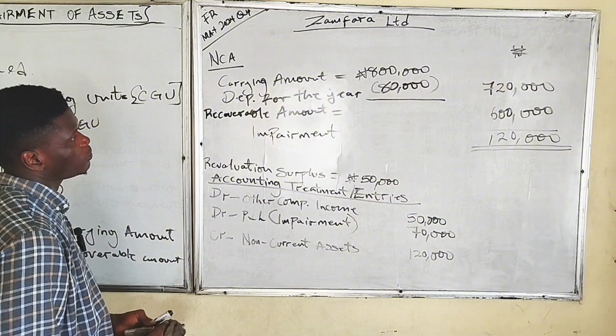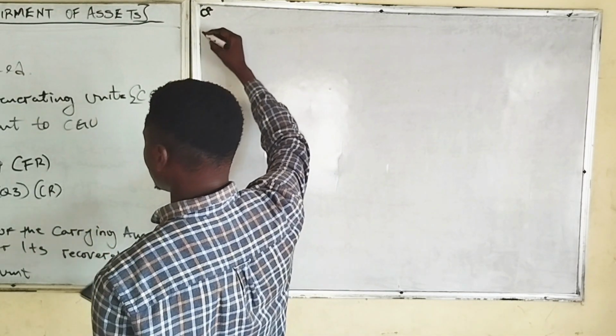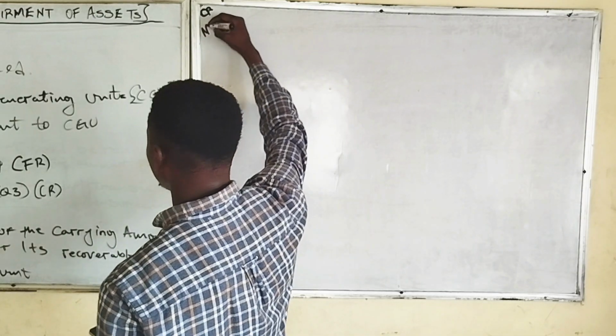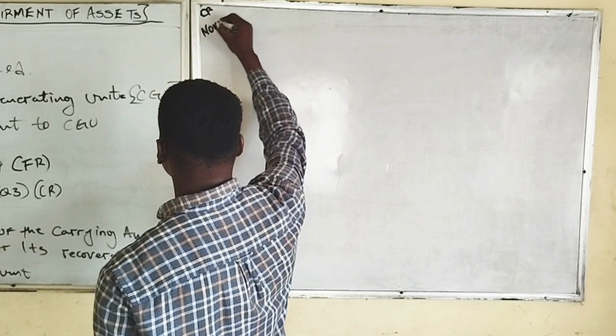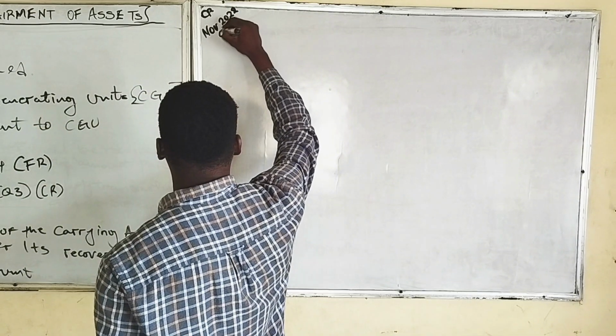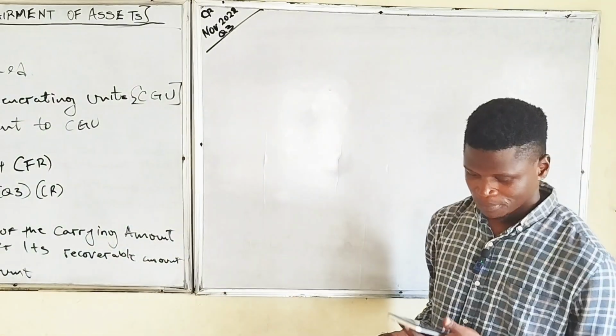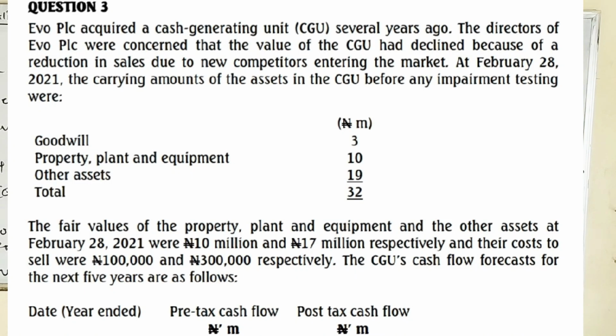So that's that. Corporate reporting, the professional level of the ICAN examination, November 2022, question 3, which is also on impairment. Evo PLC acquired a cash generating unit several years ago. The directors of Evo PLC were concerned that the value of the cash generating unit had declined because of a reduction in sales due to a new competitor entering the market.